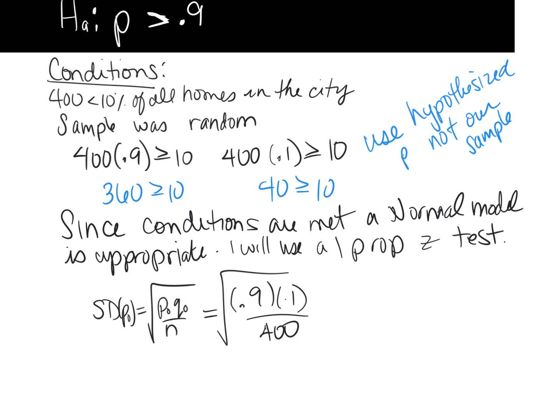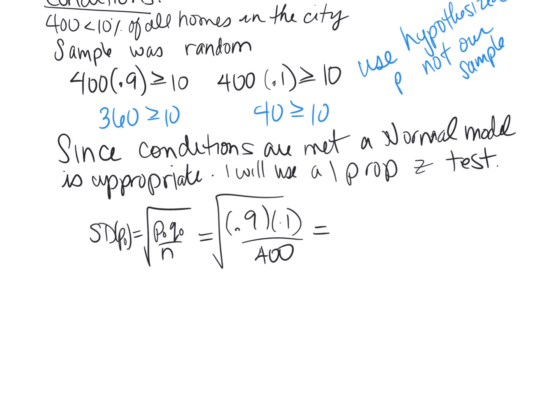So I had a hypothesized value of 0.9. So when I calculate standard deviation, it's 0.9 times 0.1 divided by 400. I'm not going to use p hat for the standard deviation. That's where things get confusing between the confidence interval and the test. The test, I use the hypothesis. The interval, I use my sample. It's the only p I have. So this square root of 0.9 times 0.1 divided by 400 is the standard deviation for our normal model here.